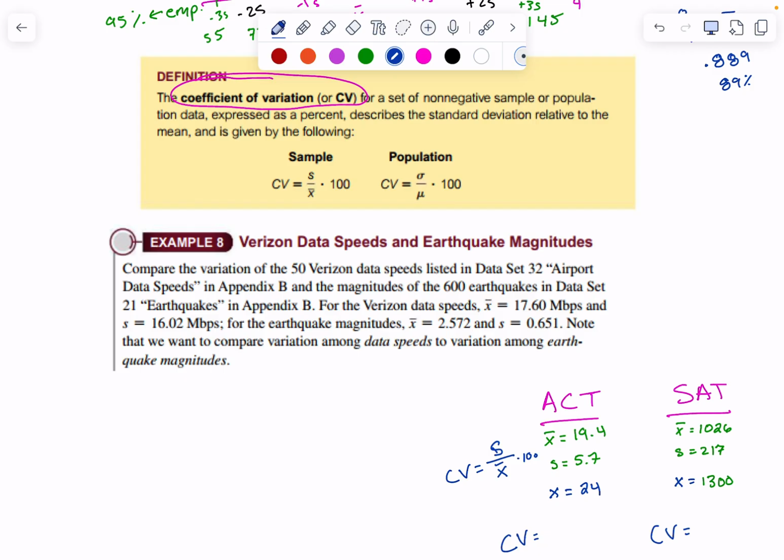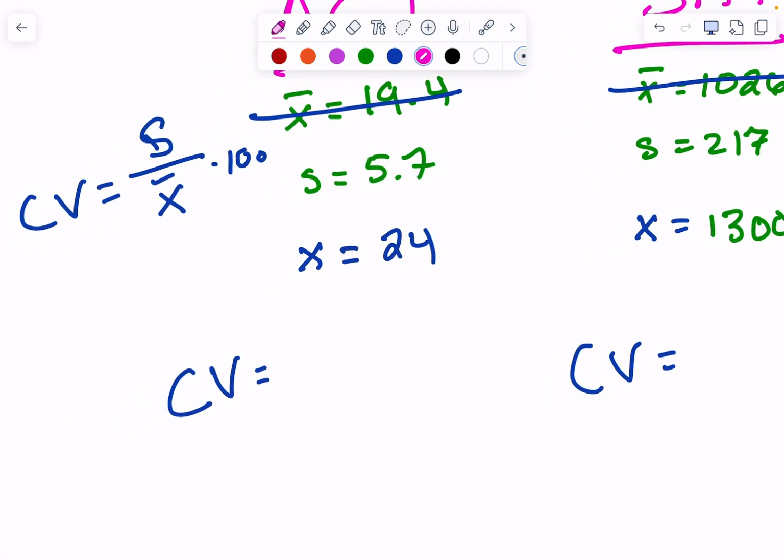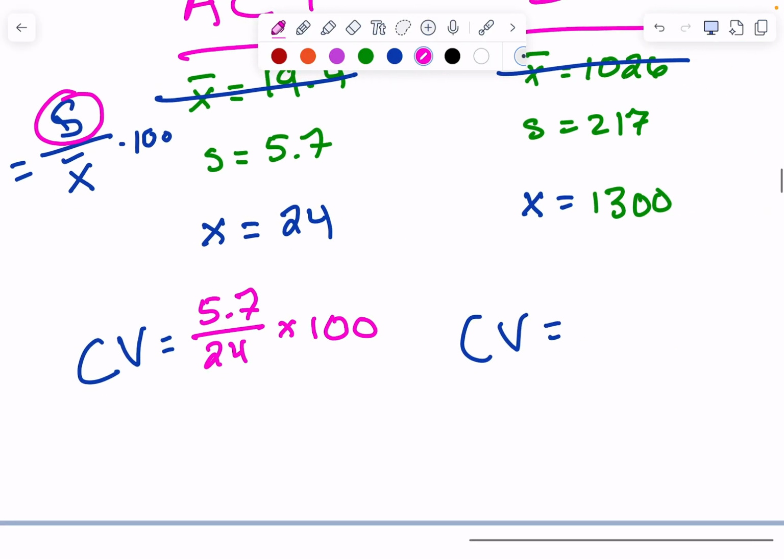So do I want to use my average? I want to use my average, so not necessarily X. My average was a 24 on the ACT. My composite was a 24 on the ACT. So to calculate the coefficient of variation, I want to do S, which was 5.7, divided by 24, and I'm going to take that times 100. 23.75.